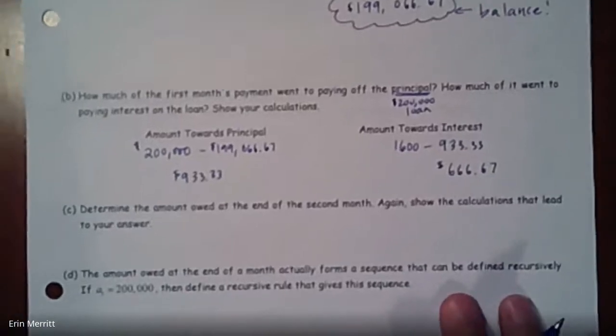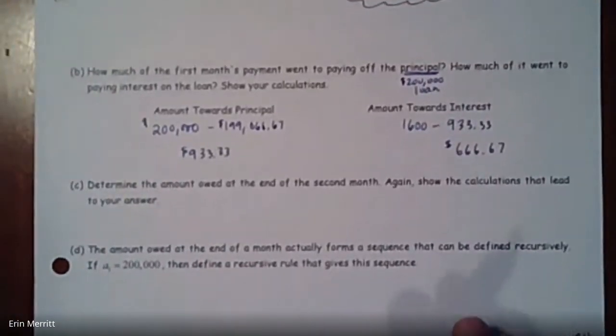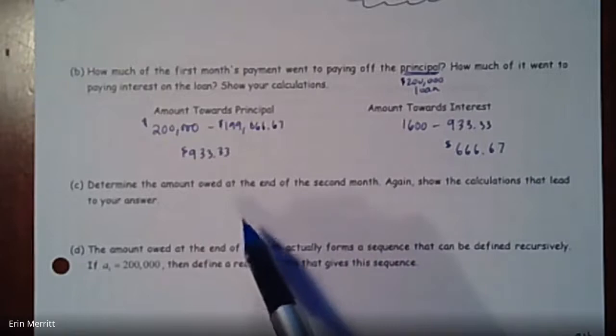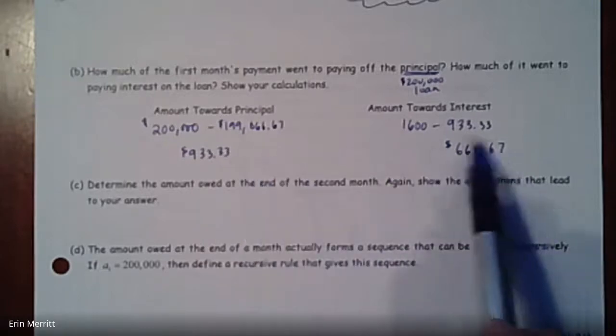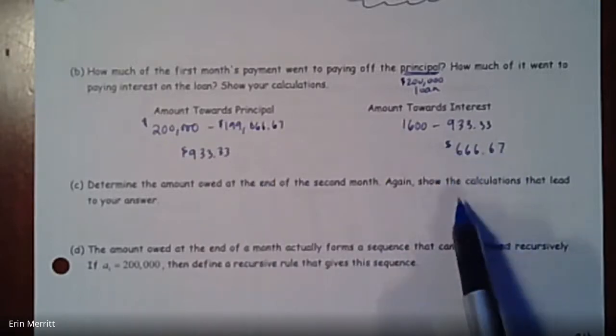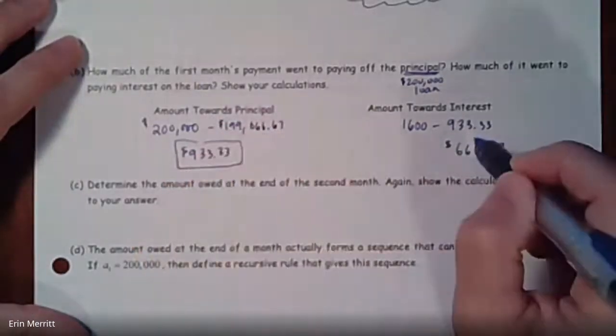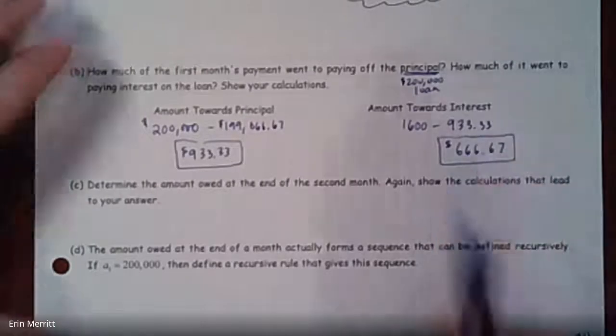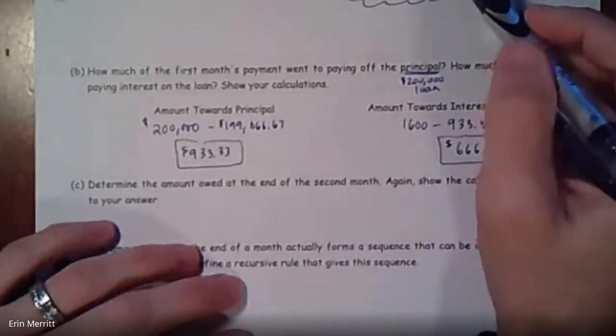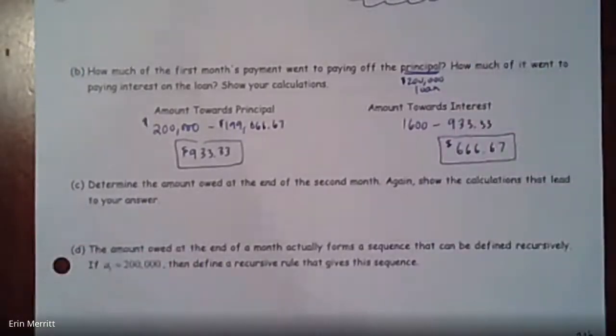So anytime you take out a loan, unless it's 0% interest, a ton of the money that you pay each month is going towards just the interest that they're charging you for giving you the loan in the first place. So this much came off of the principal, this much went towards what they were charging you, which kind of makes sense because that was that 666 that got tacked on top to begin with.